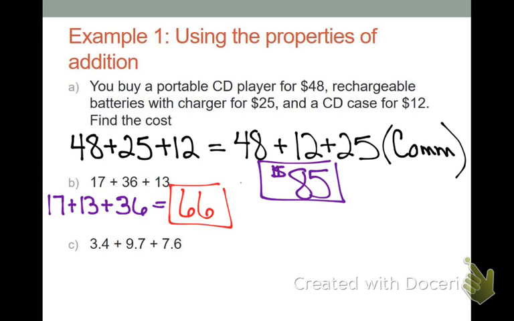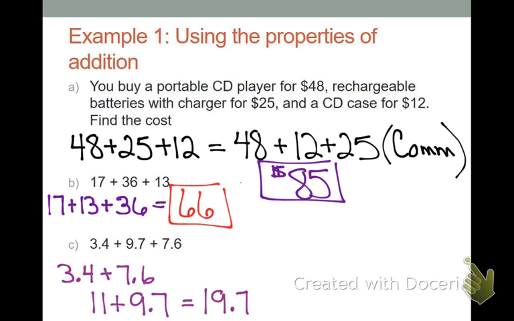Try to do C. I know it's decimals, but we can still apply the same concept. All right, so how did you rearrange these? 3.4 plus 7.6 plus 9.7. The reason we did this is because if we add the decimal values, 6 plus 4 gives me 10, which is 0, so it's going to be an even number. And I carry that 1, so what's 1 plus 3 plus 7? It's 11. Very good. So that's going to be 11, and now plus the last one, 9.7, gives me 19.7. Who got that?